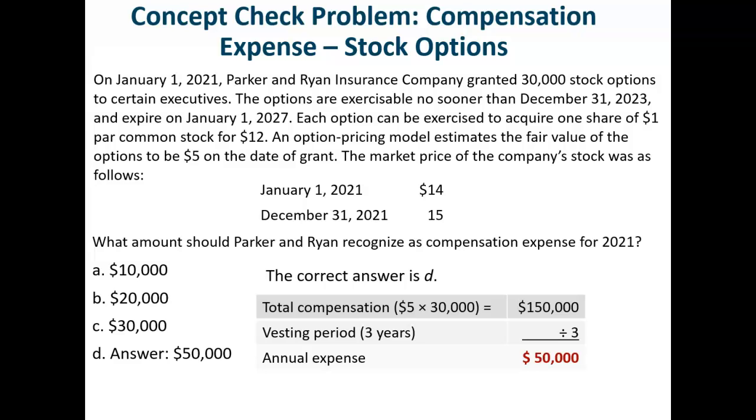The correct answer is D. The market values of the stock given to you in the problem are not needed for the solution. Simply multiply the fair value of the option, $5 per option, times the number of options, 30,000, equals total compensation of $150,000, and then divide by the 3 years in the vesting period. 2021, 2022, and 2023 is 3 years in the vesting period. That gives you annual compensation expense of $50,000.